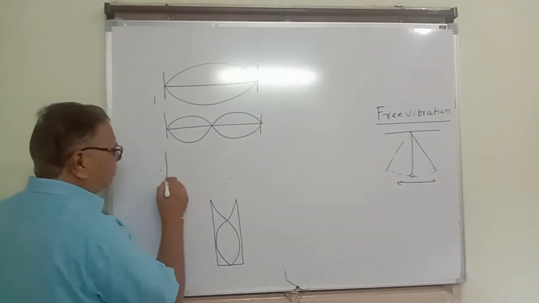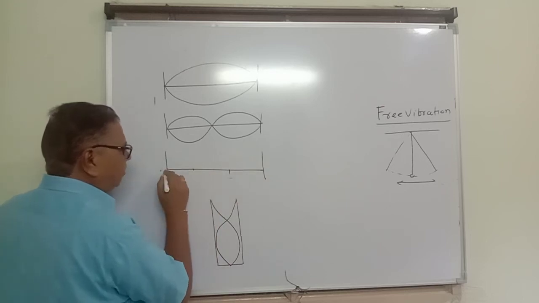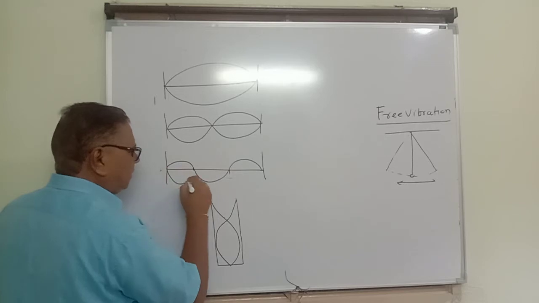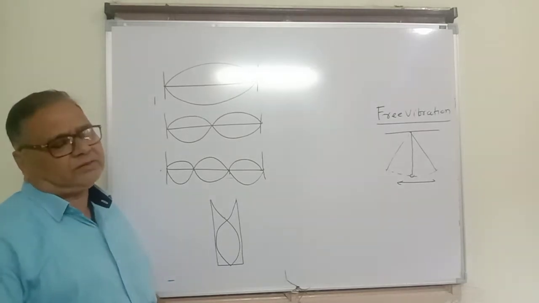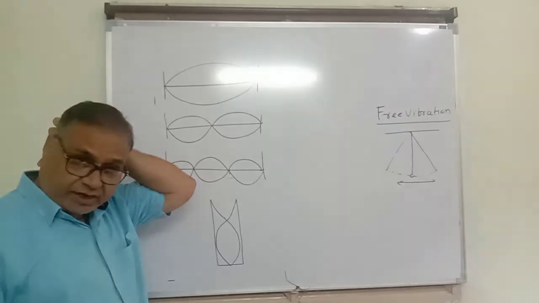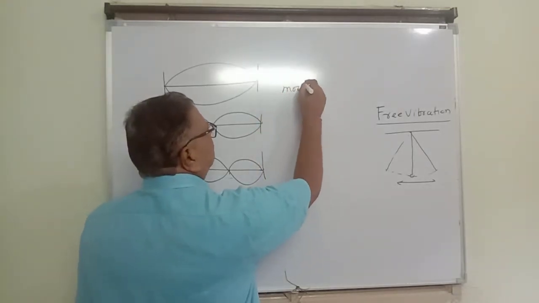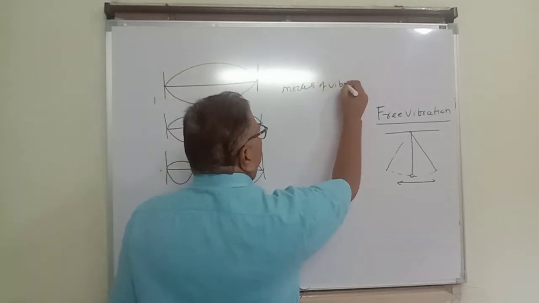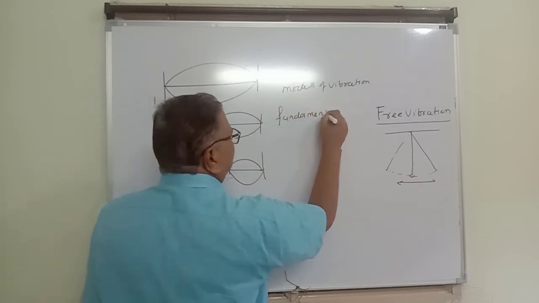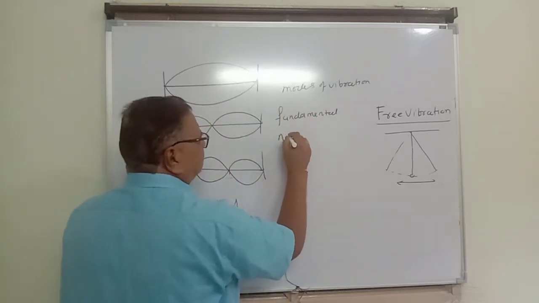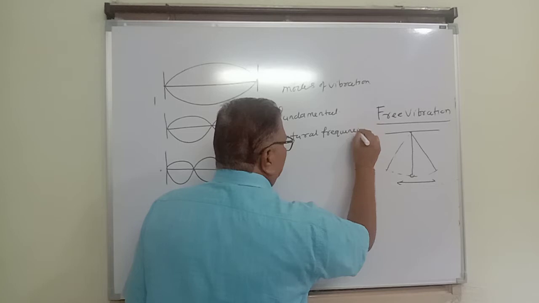If the length of the string remains the same, and it is held at 2 points, say, then 3 loops are formed in the string. That means, depending upon the boundary condition, the frequencies and wavelength of vibration of stationary waves are constrained. These frequencies are called modes of vibrations. Instead of calling them fundamental frequency, they are called natural frequency.